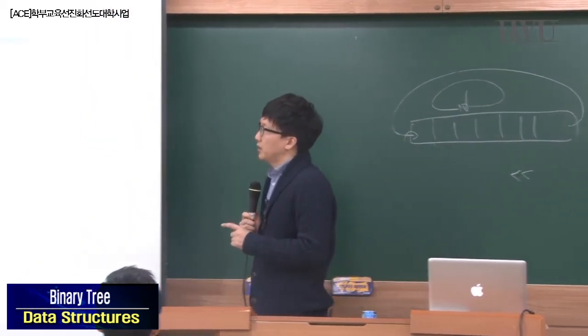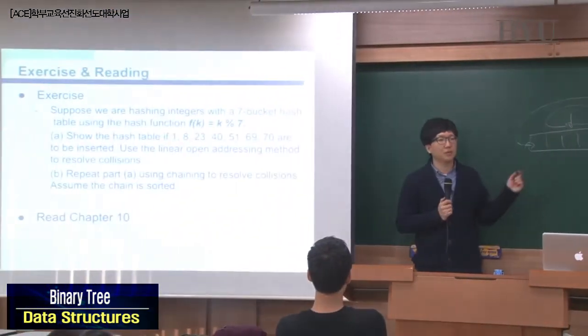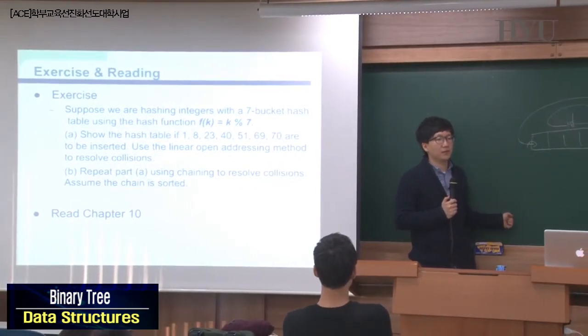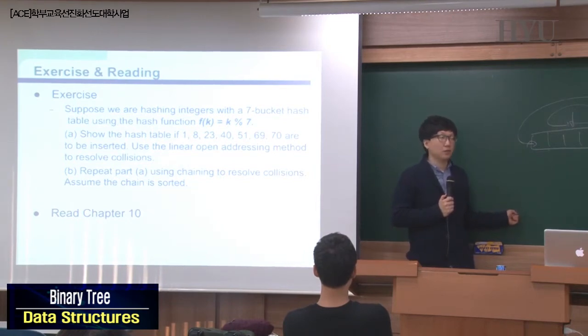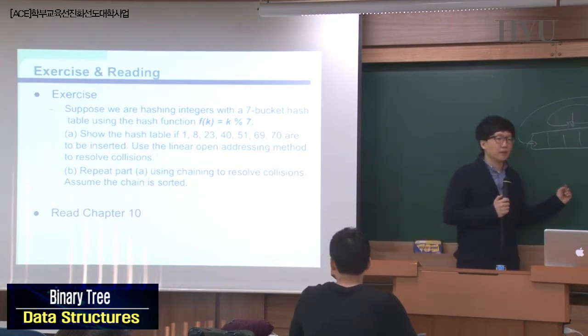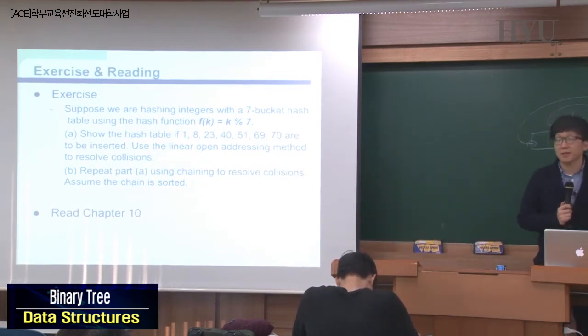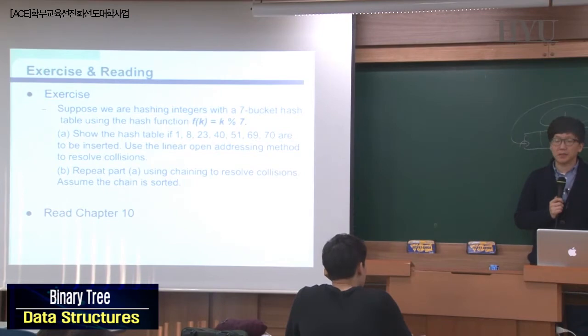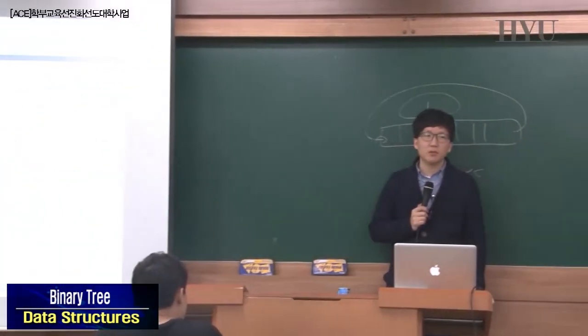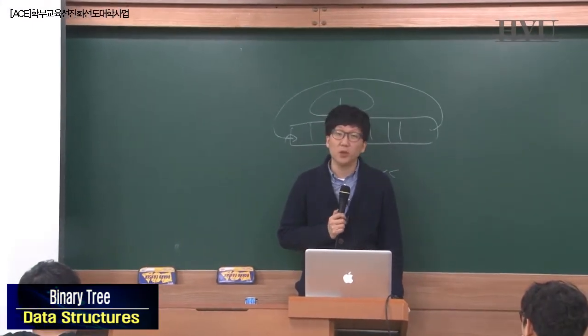So, two examples. I don't need to do this, right? It's pretty much obvious. Just draw the table, 0, 1, 2, 3, 4, 5, 6, and then 1 modulo 7 is just 1. Put the element in that location. If you want to do it the chaining way, likewise, I explained it. Anyway, you will have an assignment, a very simple assignment on this.